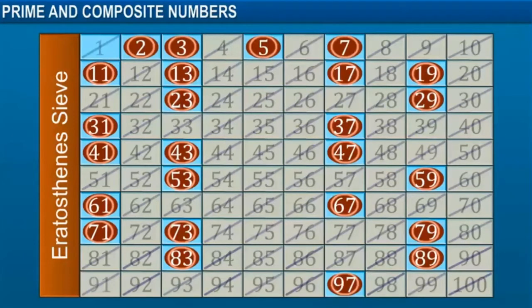Heading: Prime numbers from 1 to 100. 2, 3, 5, 7, 11, 13, 17, 19, 23, 29, 31, 37, 41, 43, 47, 53, 59, 61, 67, 71, 73, 79, 83, 89, and 97. So these are the prime numbers from 1 to 100.